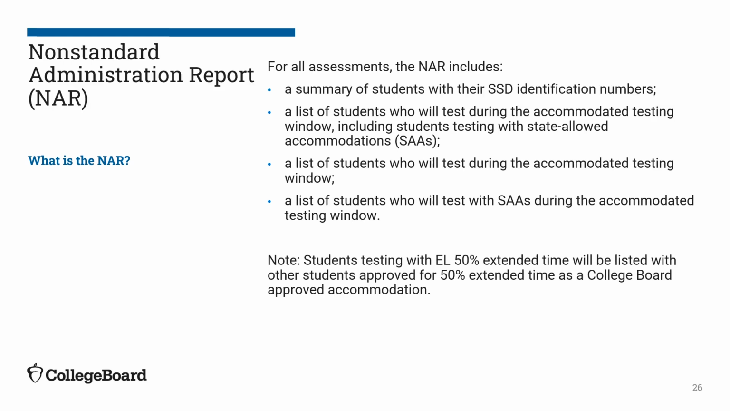For all assessments, the NAR includes a summary of students with their SSD identification numbers, a list of students who will test during the accommodated testing window, including students testing with state-allowed accommodations, or SAAs, and a list of students who will test with SAAs during the accommodated testing window. Note, students testing with EL 50% extended time will be listed with other students approved for 50% extended time as a College Board approved accommodation.